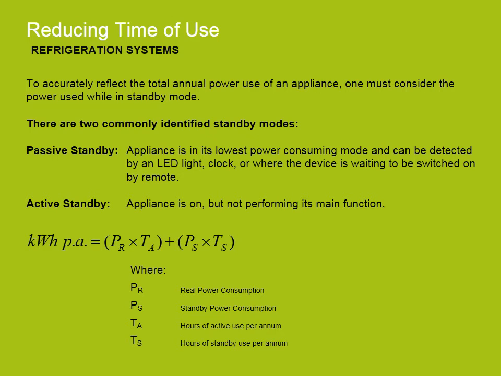A device is usually only completely off when it is switched off at the wall, as devices can still consume very small amounts of power even when they are switched off at the device's power switch, if it has one. To calculate the total energy consumed annually, simply multiply the real power of the appliance when in use, in kilowatts, by the number of hours it is active per annum, and add it to the real power of the appliance when in standby multiplied by the number of hours it is in standby per annum.